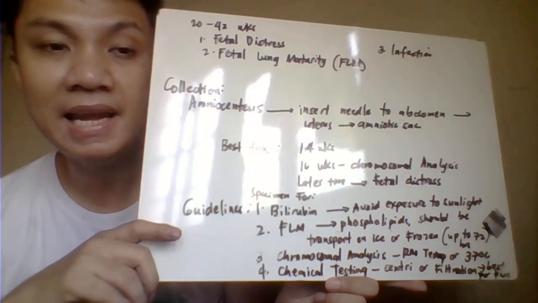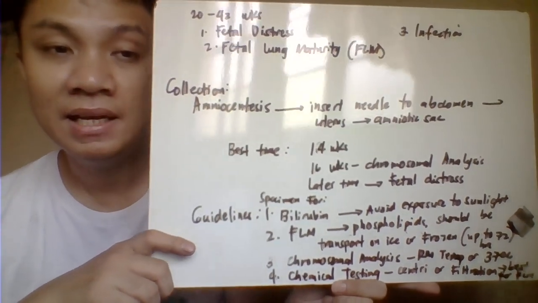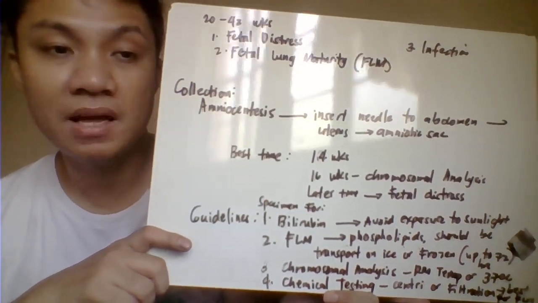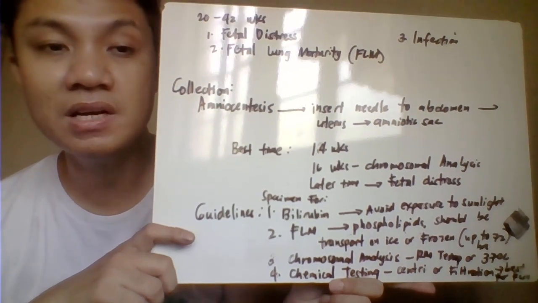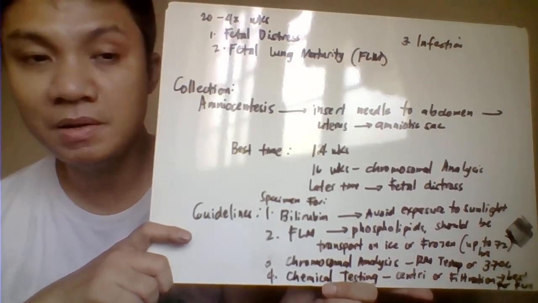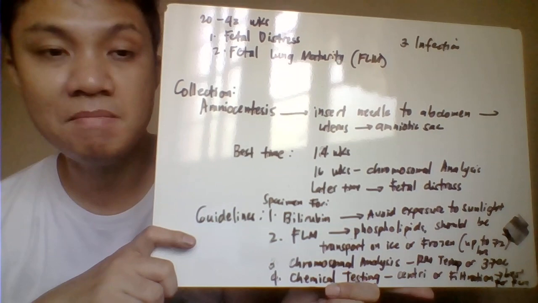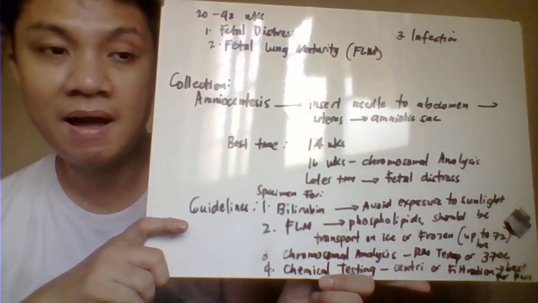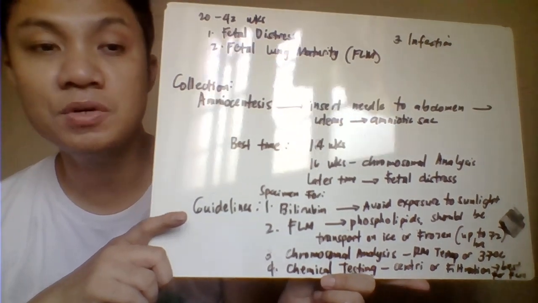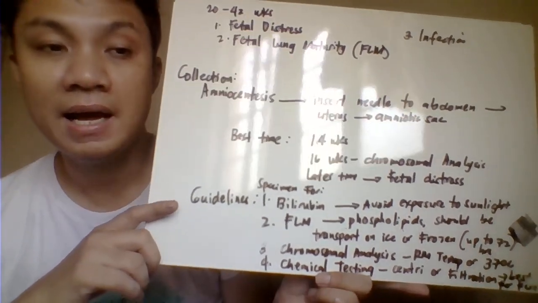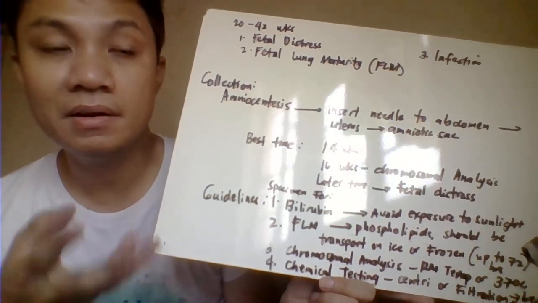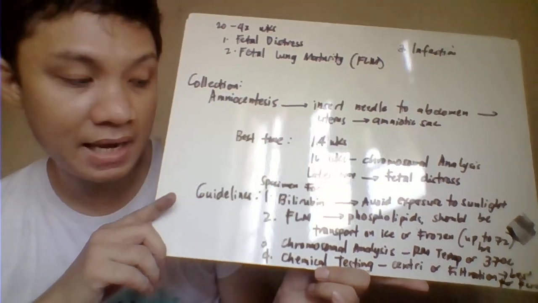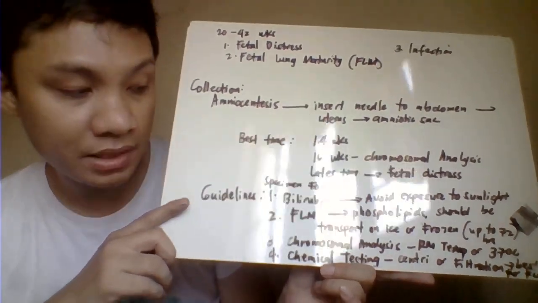Okay, then we have your guidelines when we are handling the amniotic fluid here for the different tests. The first one, for the test for your bilirubin. So bilirubin is highly photosensitive pigment, so it should be protected here from the sunlight. You put your specimen in amber colored bottle and make sure that one is not on the direct heat of the sunlight to prevent the photooxidation.